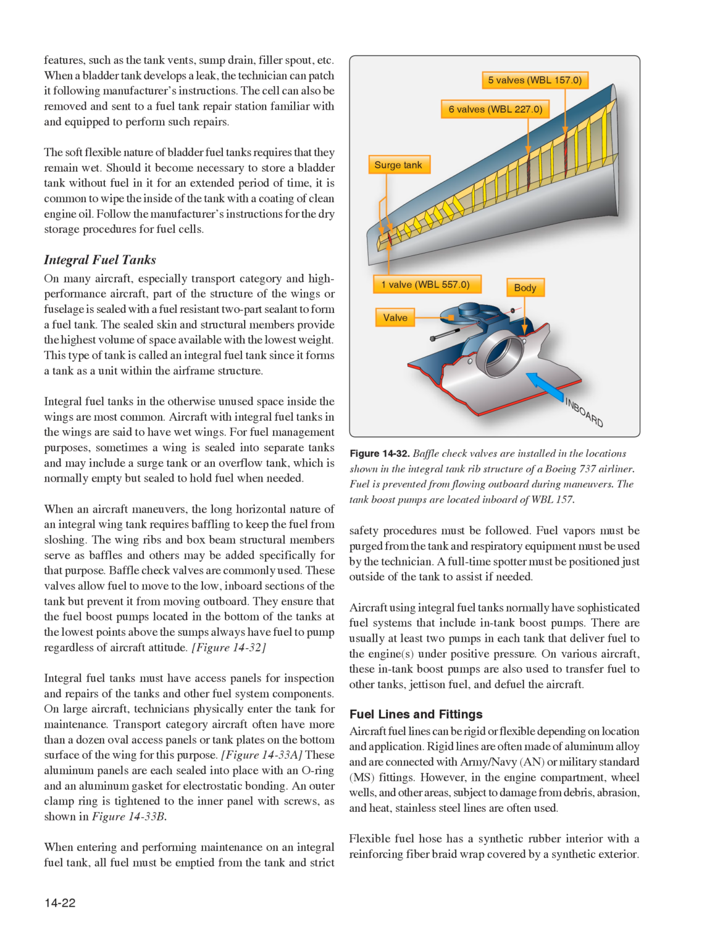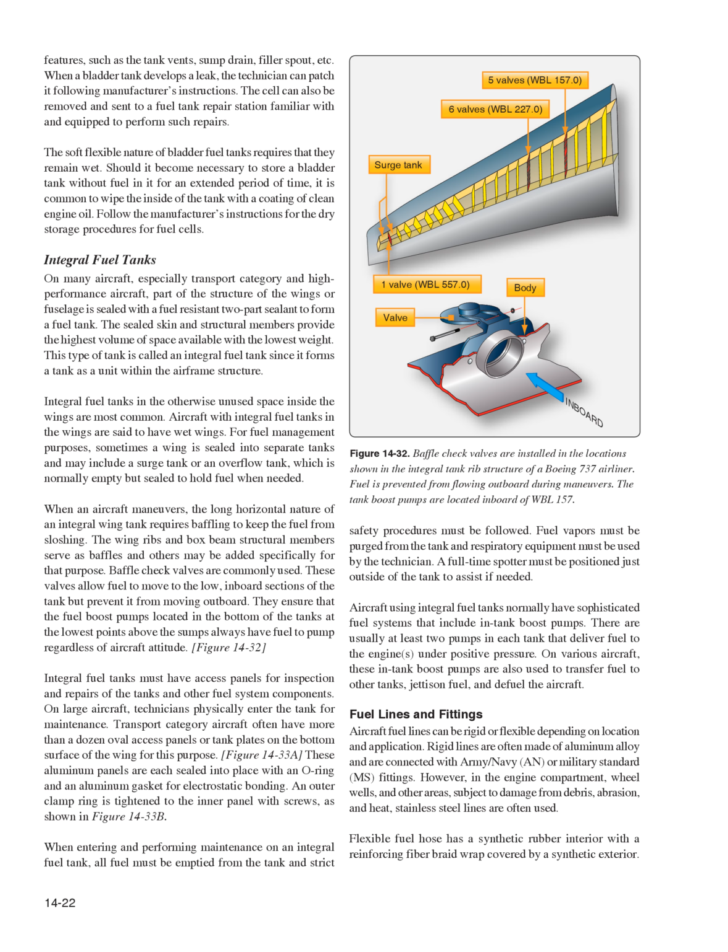For fuel management purposes, sometimes a wing is sealed into separate tanks and may include a surge tank or an overflow tank, which is normally empty but sealed to hold fuel when needed. When an aircraft maneuvers, the long horizontal nature of an integral wing tank requires baffling to keep the fuel from sloshing. The wing ribs and box beam structural members serve as baffles, and others may be added specifically for that purpose. Baffle check valves are commonly used.